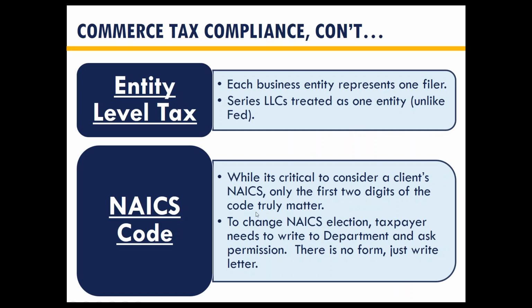But at first, when they were looking at this commerce tax, they were trying to decide, do they want to make a combined election? Do they want to have it be consolidated? So if you had an affiliated group of taxpayers, would they have that ability to file on a consolidated basis? Well, ultimately, they decided against that, and it is an entity-level tax, so each business entity represents one filer. Series LLCs are treated as one entity, which is a little different than for Fed.